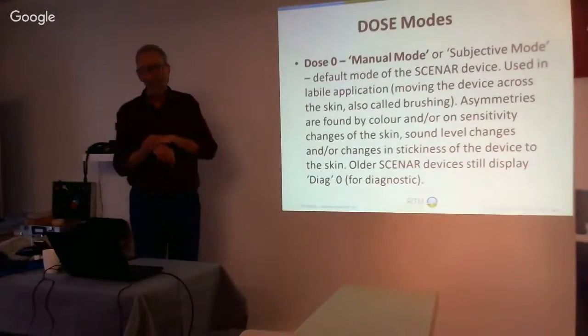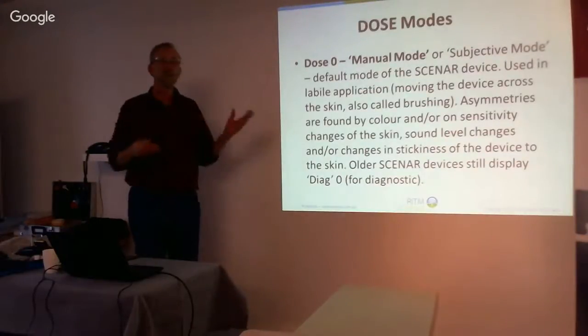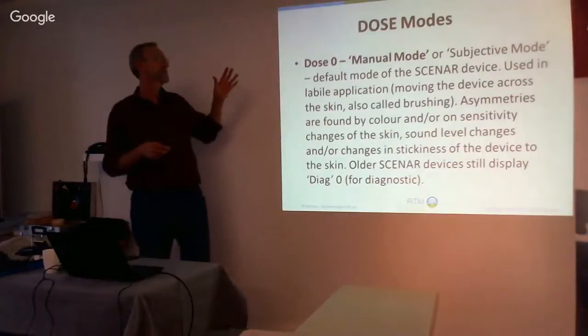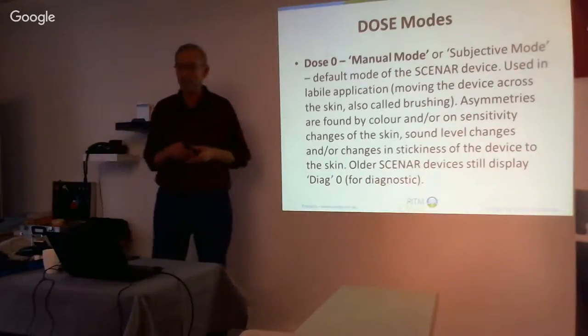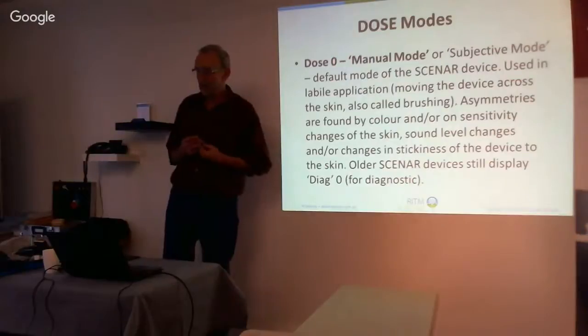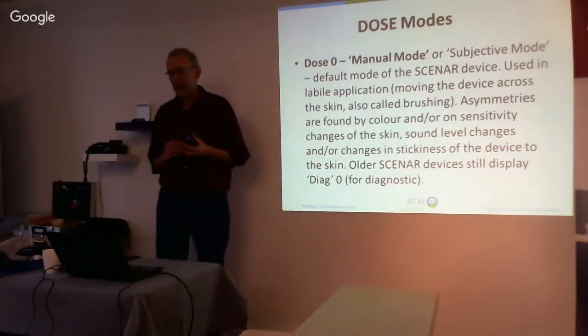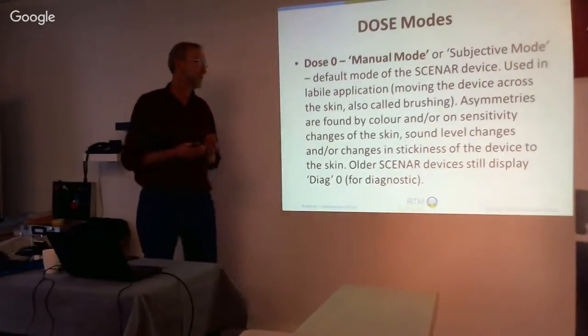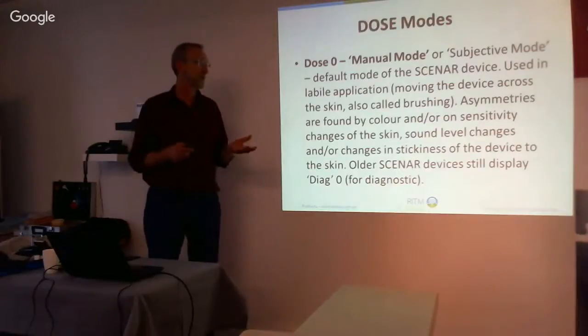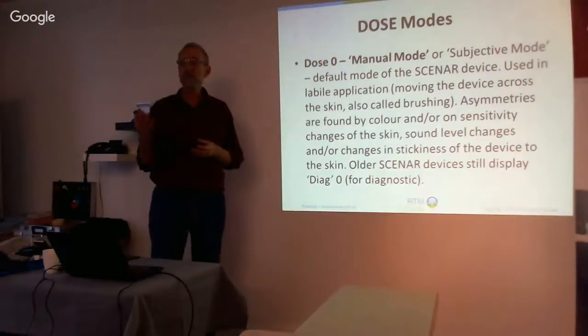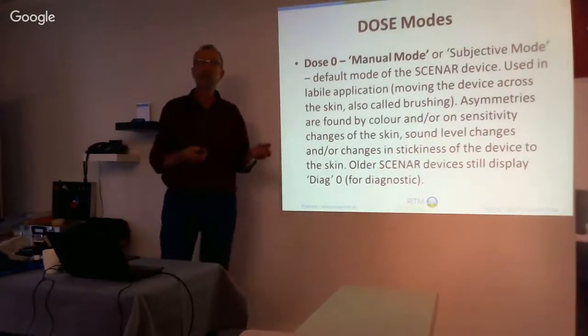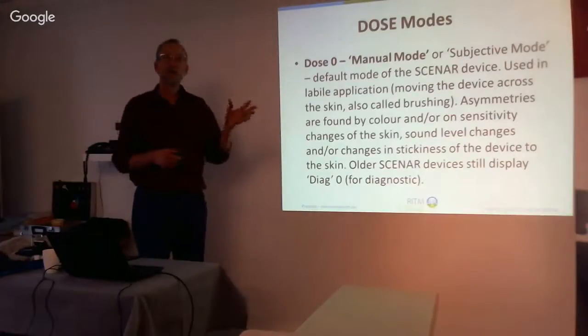So, dose mode 0, manual mode, that's what we're actually working with today, mainly. And it is used, as I said before, in a brushing manner, moved over the skin, which is quite different from a TENS device. They usually have sticky pads and cables and keep it in one place, but we don't. We're treating the pain area, yes, but we're also looking, remember, for the asymmetries.